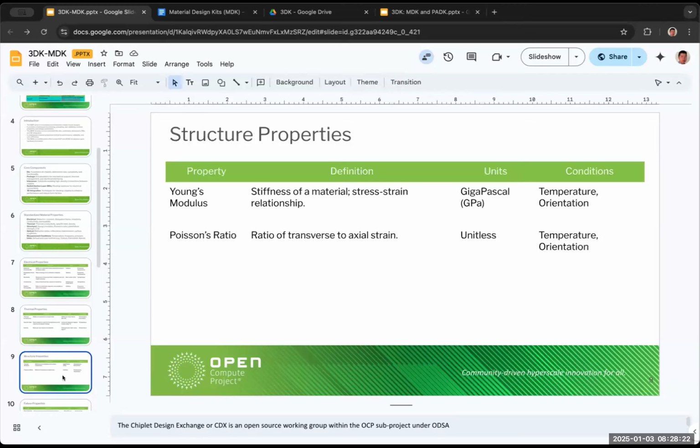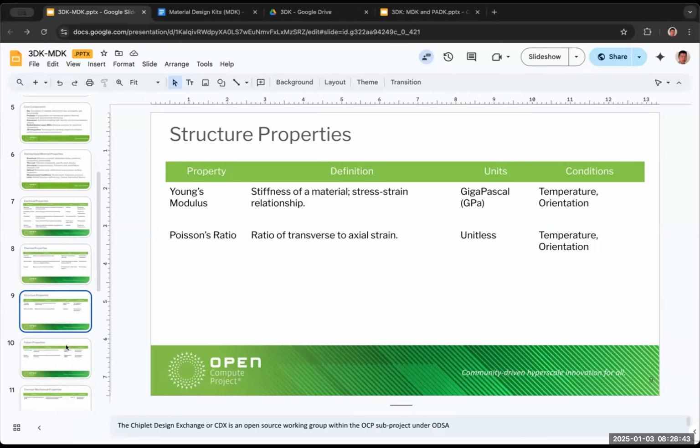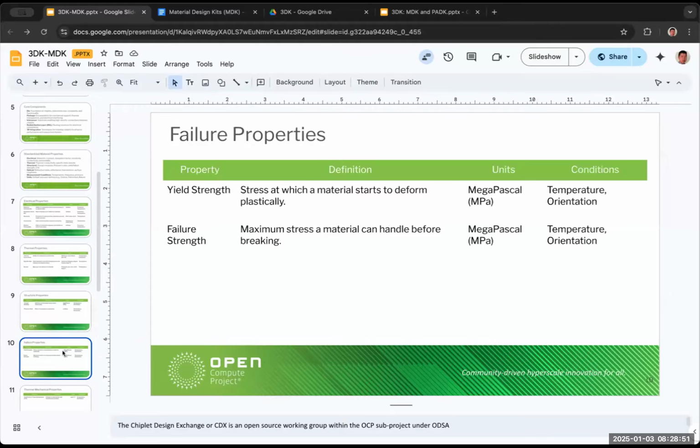All right, the next one is the structural. I think typically you have the Young's modulus, which measures the stiffness, measured in Pascals, and then your Poisson's ratio, that's the transversal to axial strength. I think that is a uniqueness. So they are both very sensitive to temperature and also to the orientation as well. Right, so it depends on how you position them.